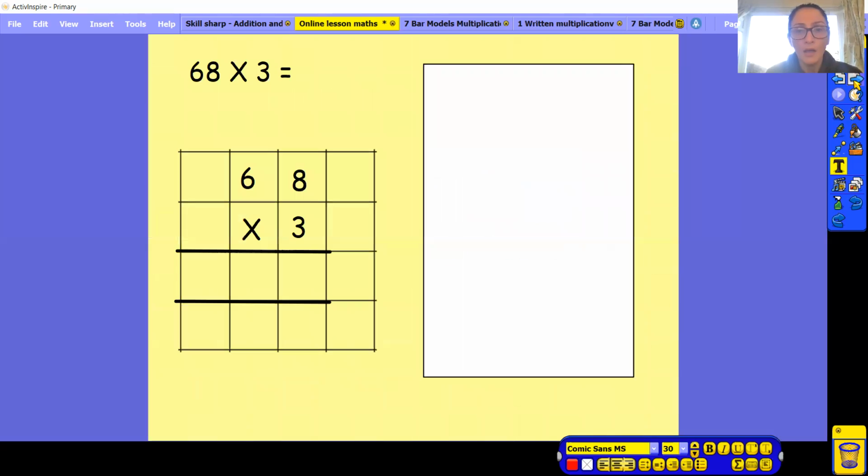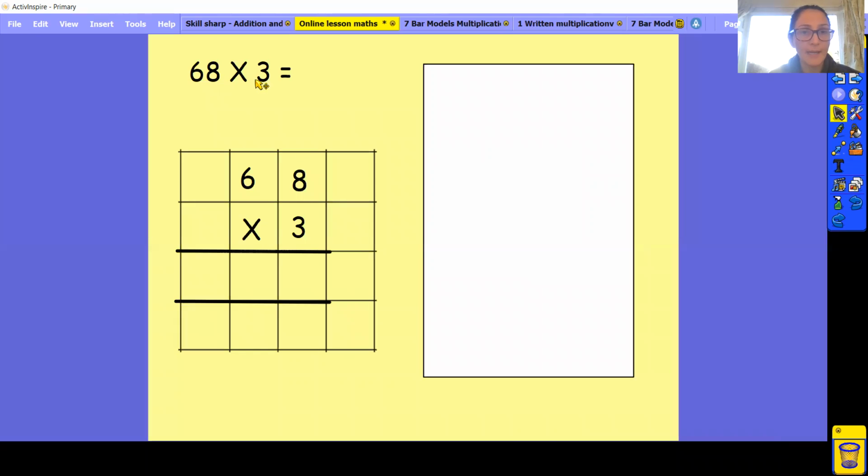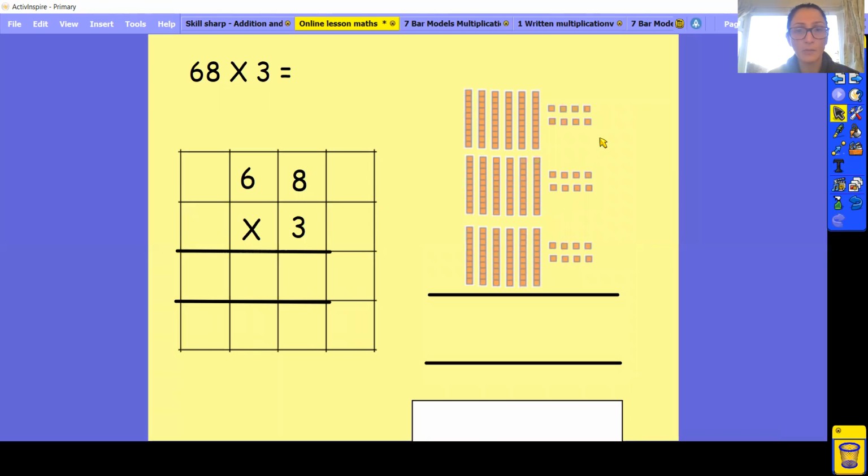So just recapping from our work yesterday. We've got 63 times by 10. Now this is asking you to do 3 lots of 63. So we've got 3 lots of that. If you have a look at, we've got our 10, so 10, 20, 30, 40, 50, 60, and we've got 1, 2, 3, 4, 5, 6, 7, 8, and we have 3 lots of 68.